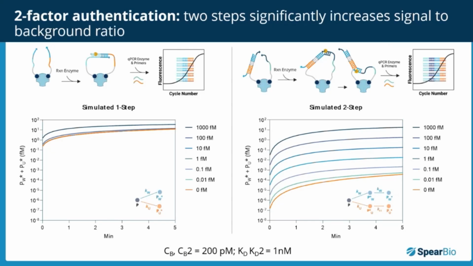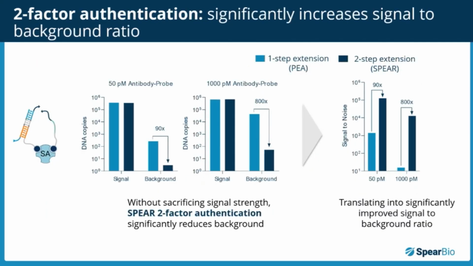When using a single-step reaction, the signal from 100 femtomolar of a target is barely distinguishable from the background. Meanwhile, with the two-step successive reaction in SPEAR, the signal from as low as 0.01 femtomolar target can be clearly differentiated from the background. This translates to over 4 orders of magnitude improvement in sensitivity when using antibodies with a KD of 1 nanomolar.